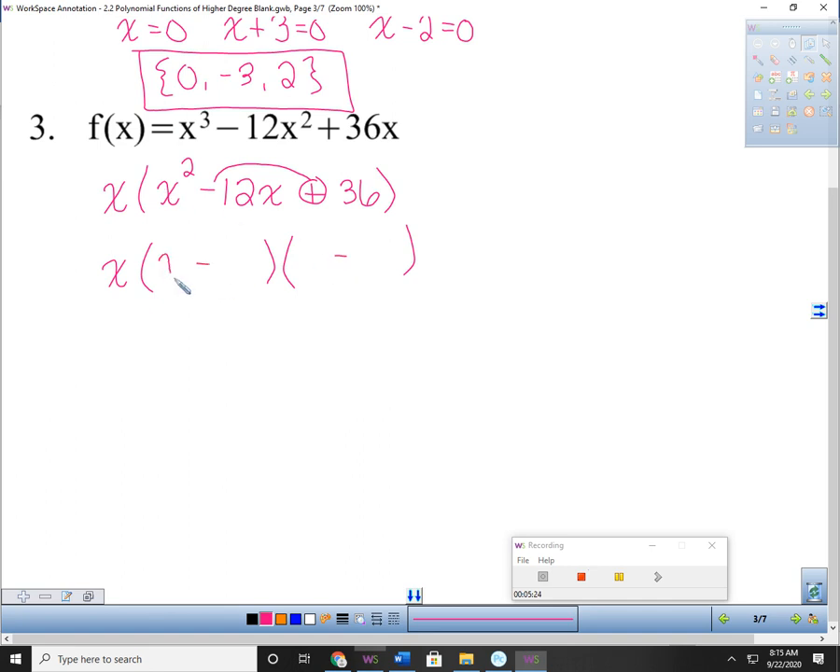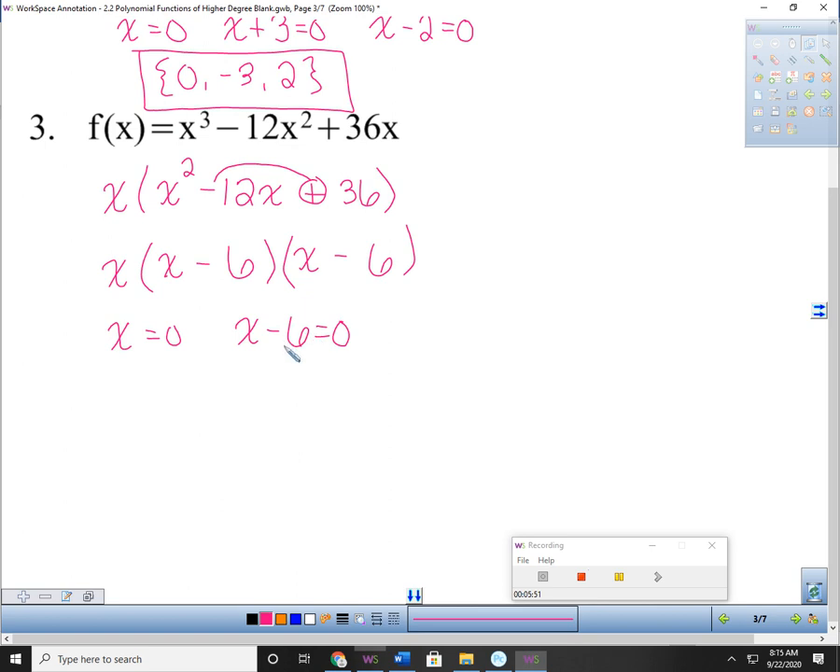And then I have x and x. And I need 2 numbers that multiply to make 36 and add to make 12. So that would be 6 times 6 is 36, and 6 plus 6 is 12. So they both go here. Now these two are exactly the same, so I don't need to actually work both of them out. I can just set one of them equal to 0.